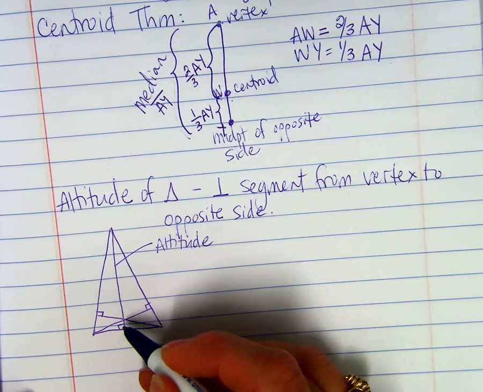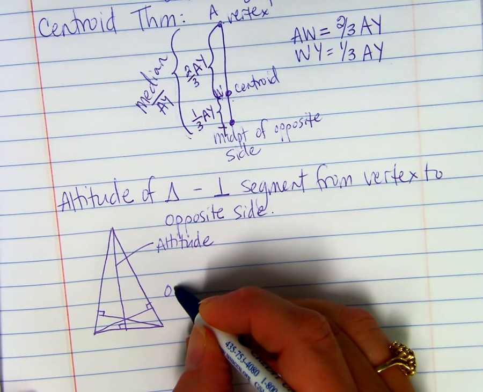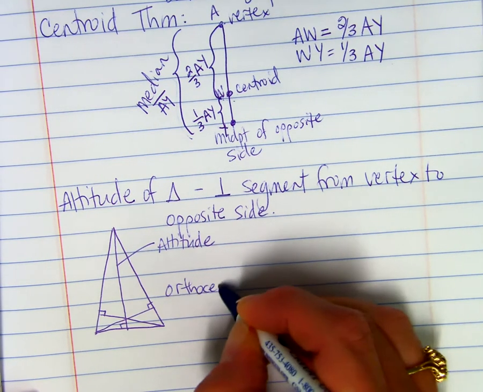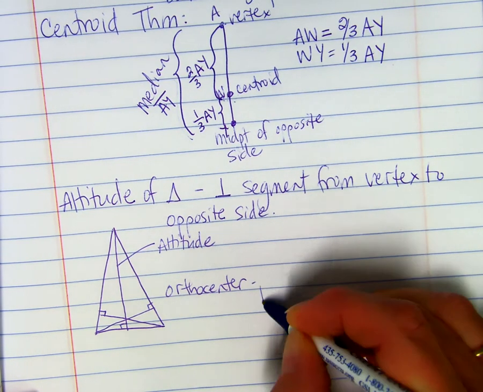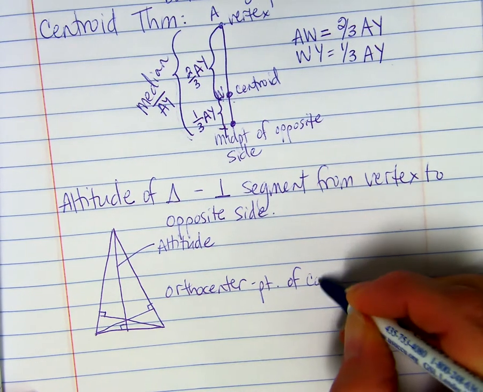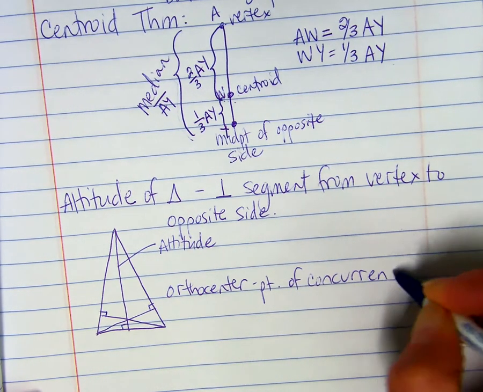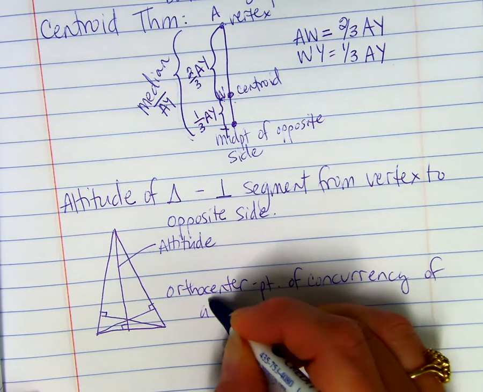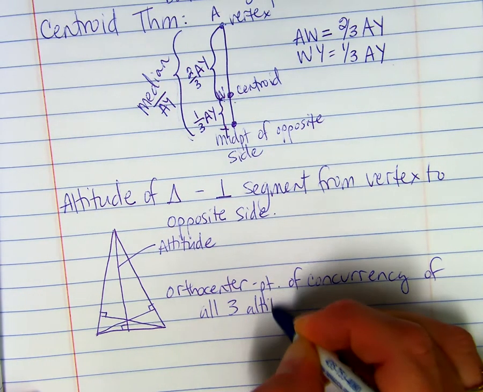And then the intersection of all three altitudes is called the orthocenter. And it's the point of concurrency of all three altitudes.